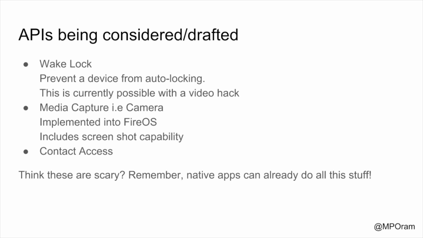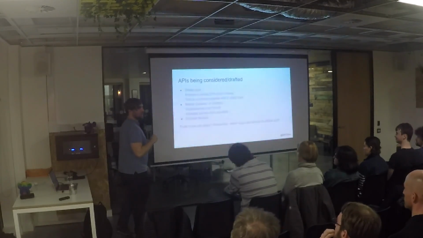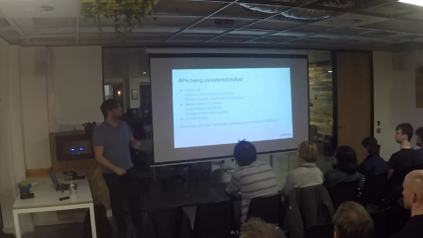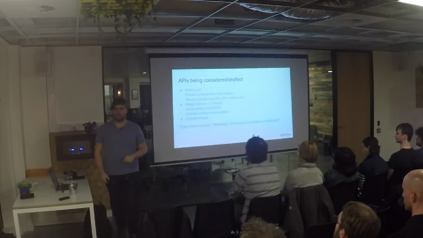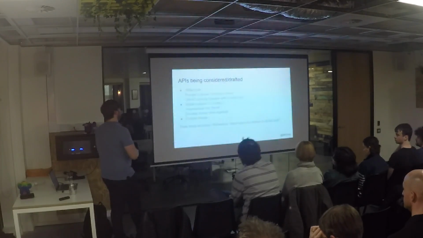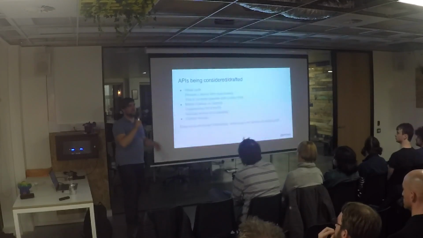This is the fun stuff. There are some newer APIs being considered, talked about and drafted. So the wake lock, to prevent devices from falling asleep. You may have noticed that none of your devices have gone to sleep, even if you've got an auto lock set on your phone. I haven't used the wake lock API because it's not actually been released yet, but it's supposed to be on the way. At the moment, you can fake the wake lock by using a video hack, which is how I've done it.